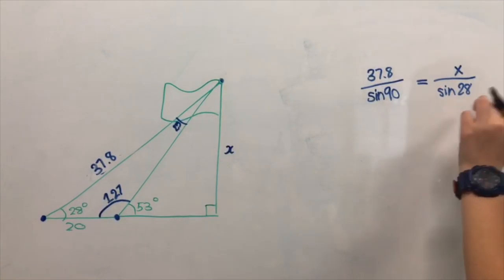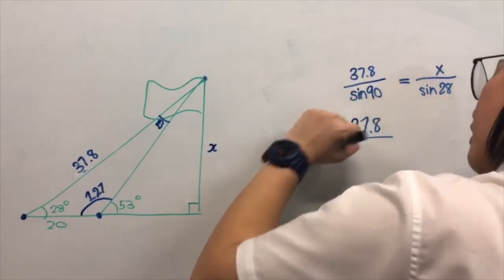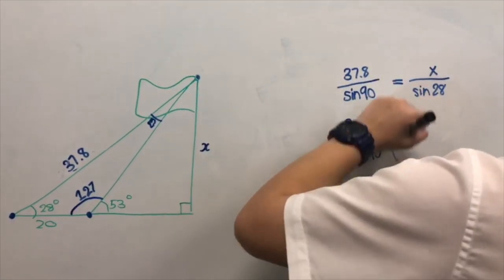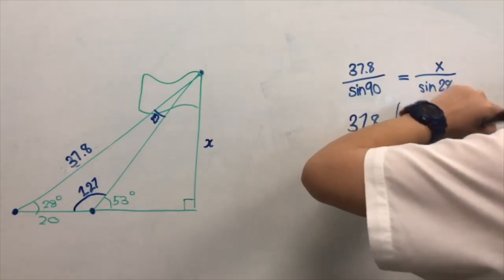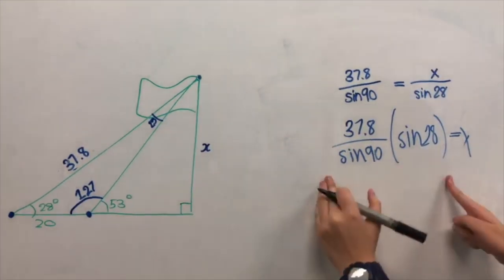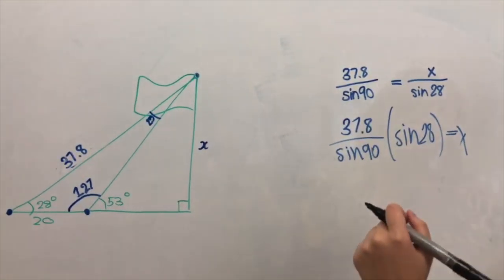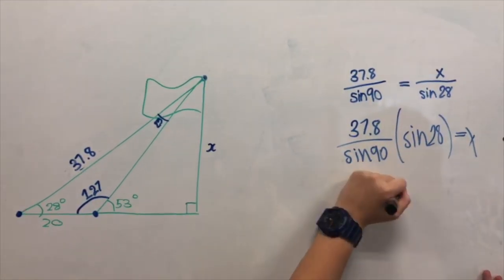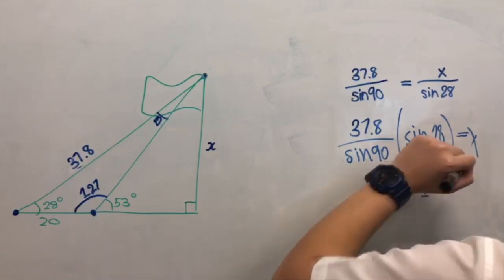And I will multiply sine 28 to this side. Okay, so sine 28. Voila. And then we just put this into the calculator. So the answer will be x equal to 70.8. Thank you.